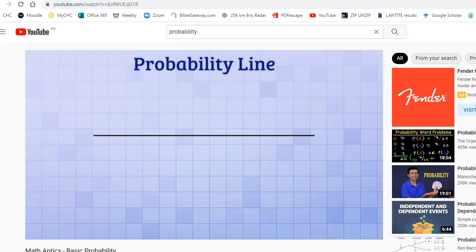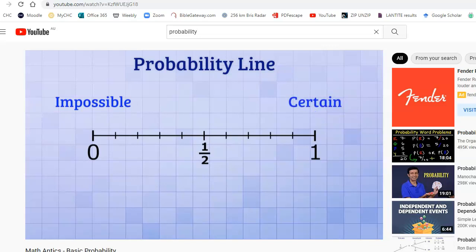Let's look at this in a little more detail on something called a probability line. It's a number line that goes from 0 to 1. The probability of 0 means that an event cannot happen. It's impossible. The probability of 1 means that an event is definitely going to happen. It's certain. That's why the probability line only goes from 0 to 1. The event can't be less likely than impossible, and it can't be more likely than certain.